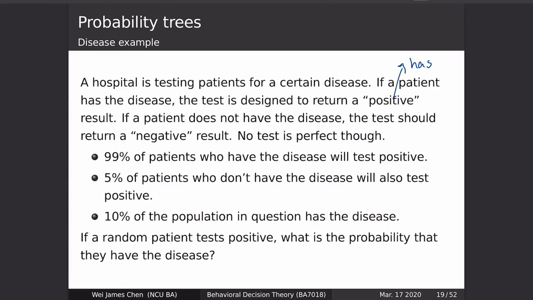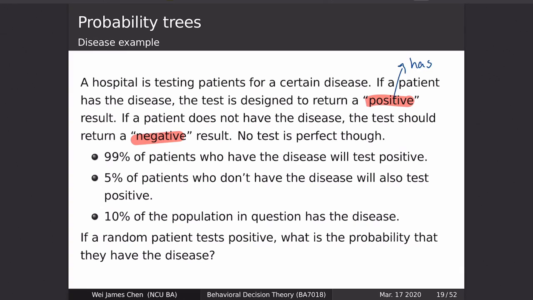So positive, negative, okay? No test is perfect though. We know that the coronavirus test is also not perfect. So suppose it is not perfect in the following way. 99% of the patients who have the disease will test positive. So if you actually have the disease, there is a 99% chance it will tell you that it's positive. It seems pretty good, right? 99% chance, this is somewhat accurate. If you have the disease, it will tell you that you have the disease.